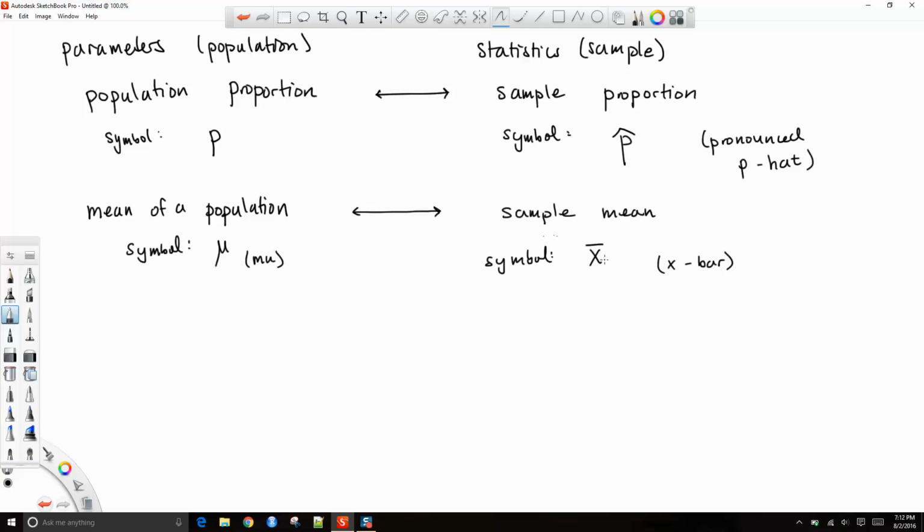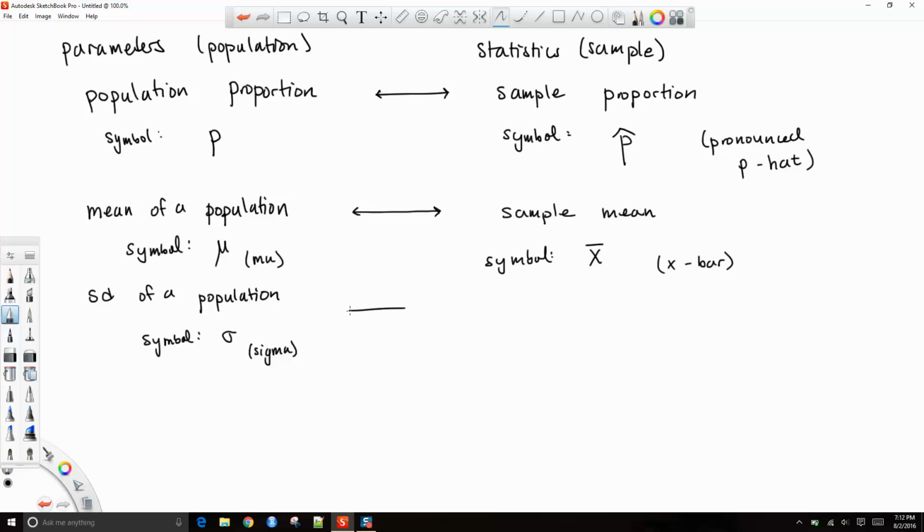Some textbooks do call it mu hat, but I would say 90%, 95% of textbooks use X bar. Okay, over here we could also have the standard deviation of a population. And the symbol there is sigma.